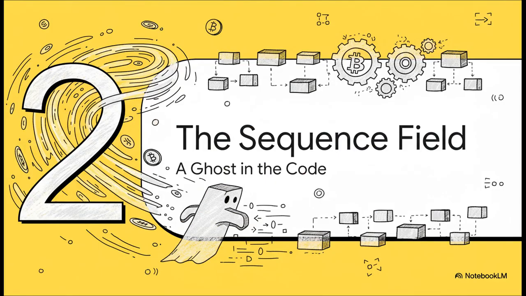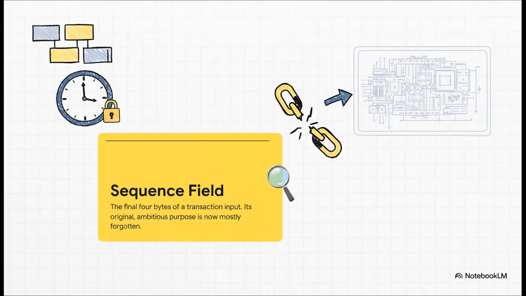And that's what brings us right to the artifact we're hunting for, a little piece of data called the sequence field. Okay, so get this. Every single time a transaction is made, these 4 little bytes get tacked onto each input. Nowadays, we use them for things like time locks, making sure a transaction can't be spent for a while. But that's not what they were meant for. Not even close. Their original purpose was, well, it was way more radical. This field is the ghost of a much, much grander idea.